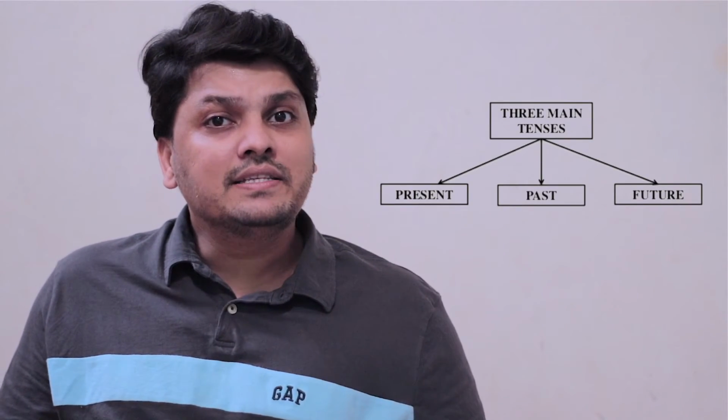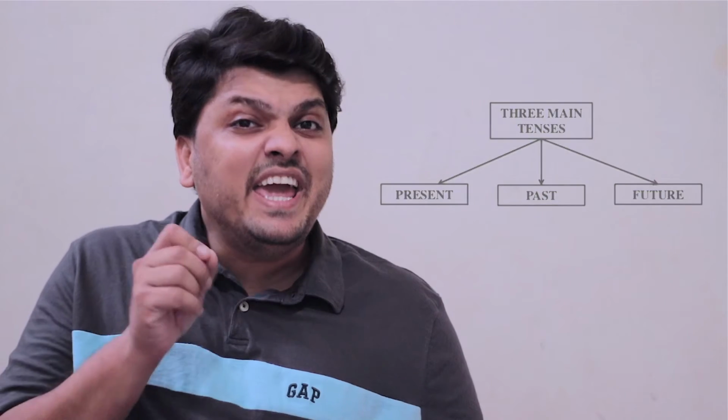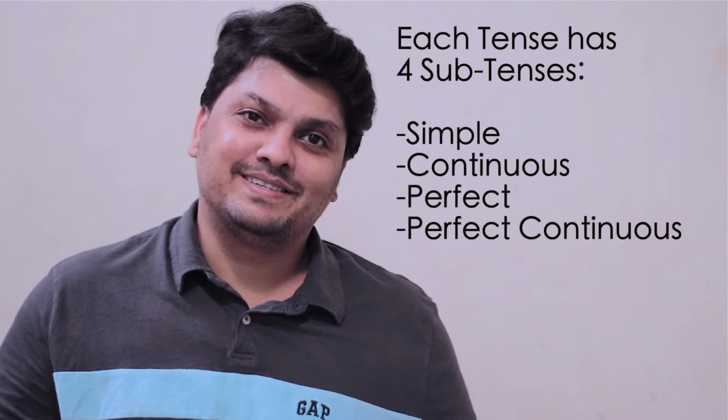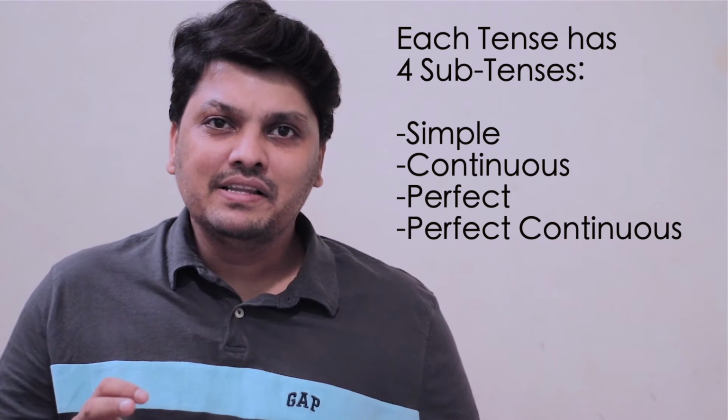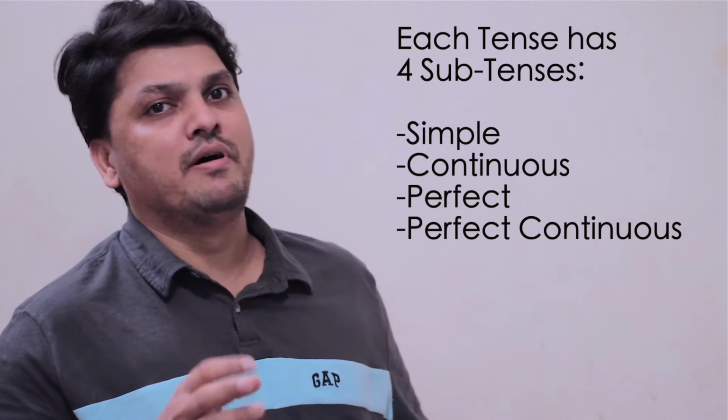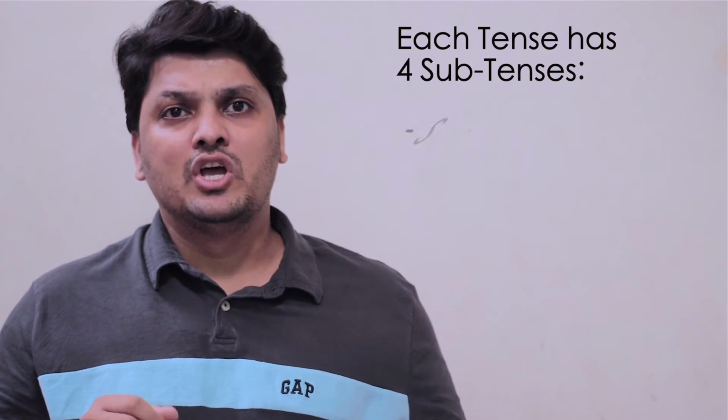tenses accordingly. So students, as we all know, there are 3 main tenses: present tense, past tense and future tense. Okay? And each tense has 4 subtenses: simple, continuous, perfect and perfect continuous. So let us begin today with present tense.